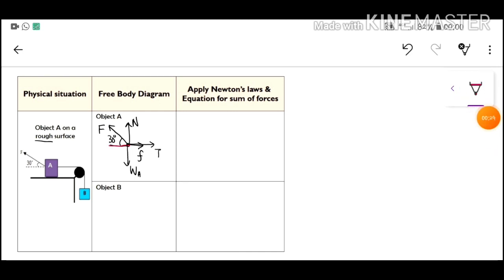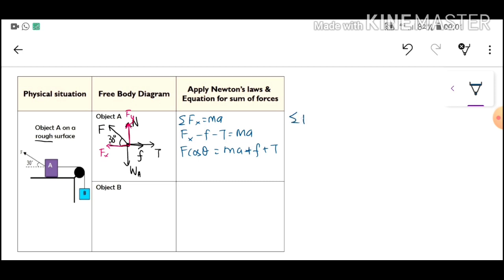We need to resolve F into the X component and Y component because it is not along the X or Y axis. When we apply Newton's law of motion, sum of Fx is equal to ma. So we get Fx minus F minus T is equal to ma. Fx is F cos theta, equal to ma plus F plus T.